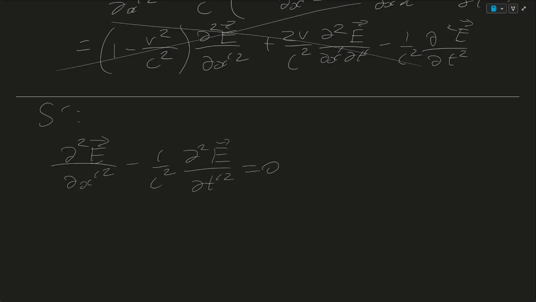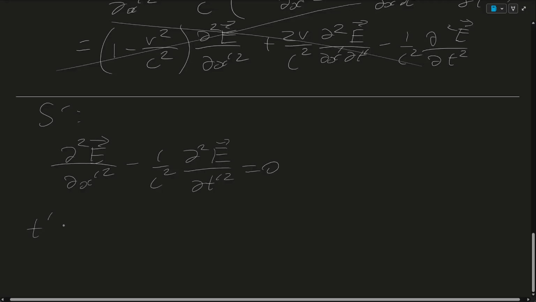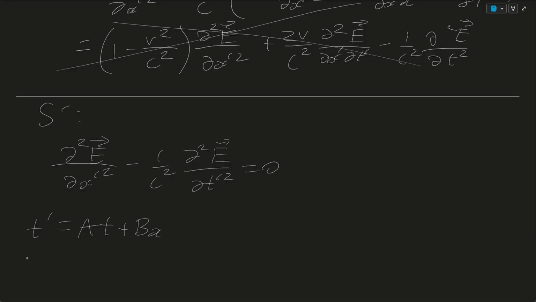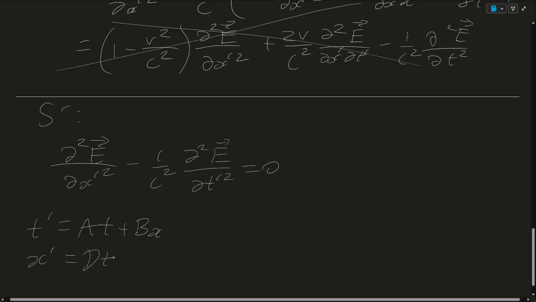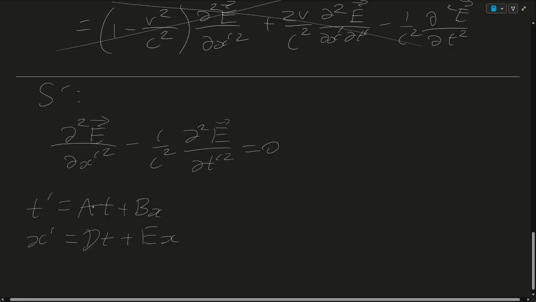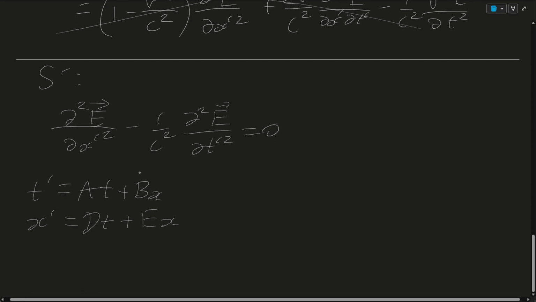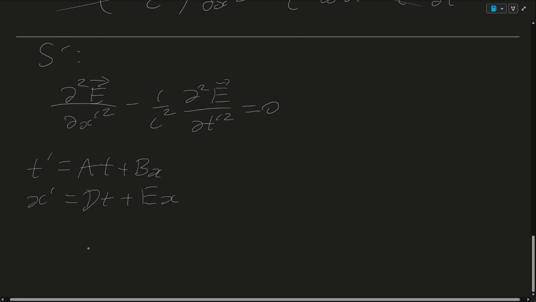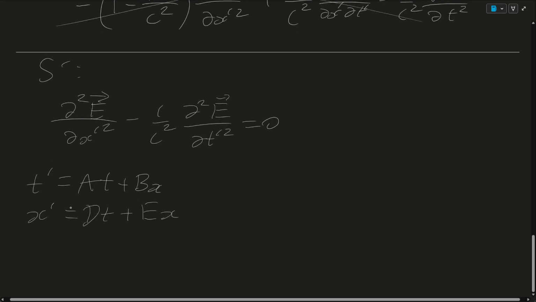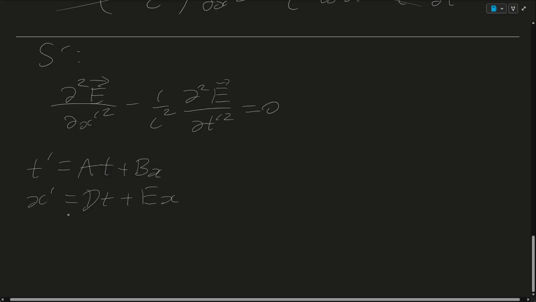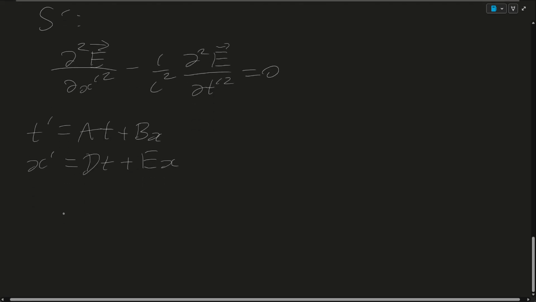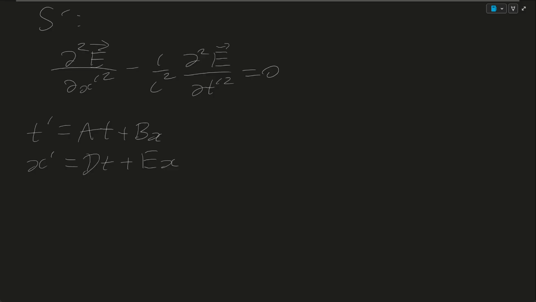Well, what are we going to do? We're going to have a new transformation. We're going to have t dash equal to a times t plus bx. We're going to have x dash equal to d times t plus ex, just because I don't want to get c confused with c. We can ignore y and z because y dash is still y, z dash is still z.